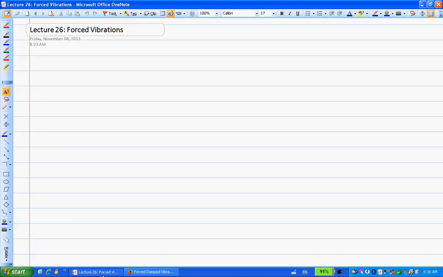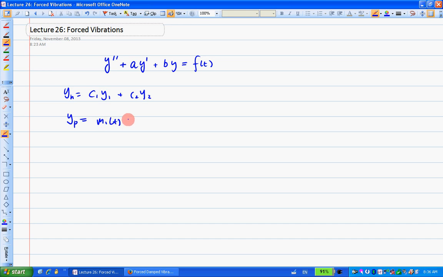Okay, so for variation of parameters, what we did is, so here's the general equation here. So what we did is basically we say well h is c1y1 plus c2y2, and we let yp equal to this.